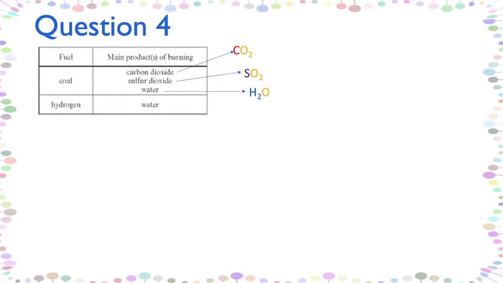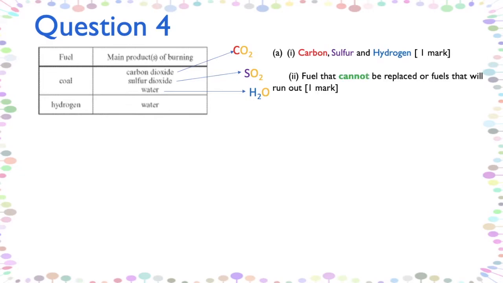As you can see, in all of them there's oxygen, therefore in the coal there has to be carbon, sulfur, and hydrogen. For II, we have to state what finite means, and this is fuel that can't be replaced, or fuels that will run out. So for example, if you put coal in a fire, and when the fire goes, there's no coal left, so think about it in these terms.